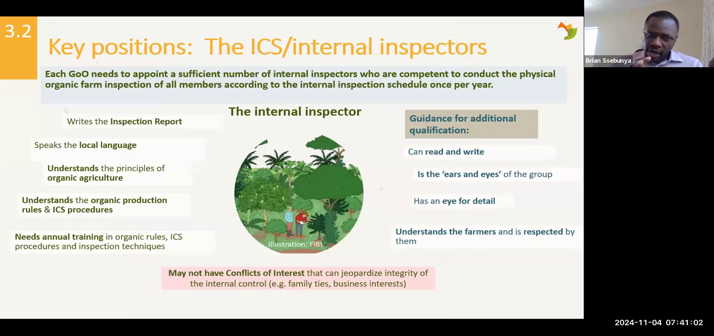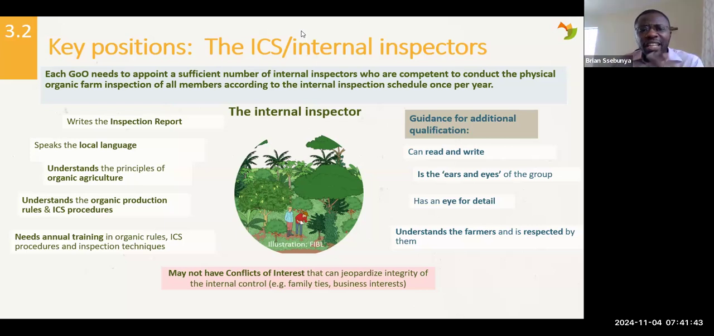I talked about the ICS manager as one critical role. The other critical role, which you also talked about, is the ICS inspector, or in some cases called internal inspector. The standard says each group of operators needs to appoint a sufficient number of internal inspectors who are competent, underline the word competent, and before that underline the word sufficient, to conduct the physical organic inspection of all farmers according to the internal inspection schedule once per year. Also underline once per year. So we've underlined 3 things here.